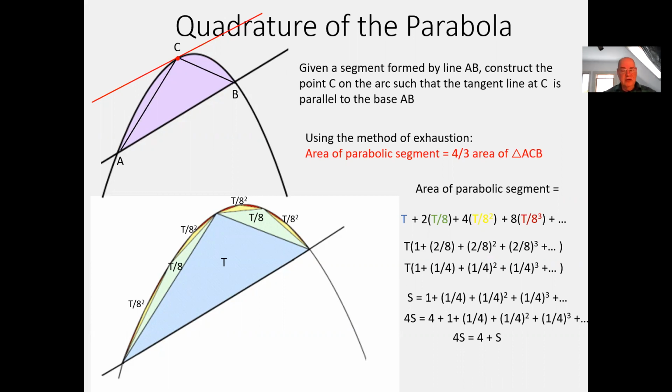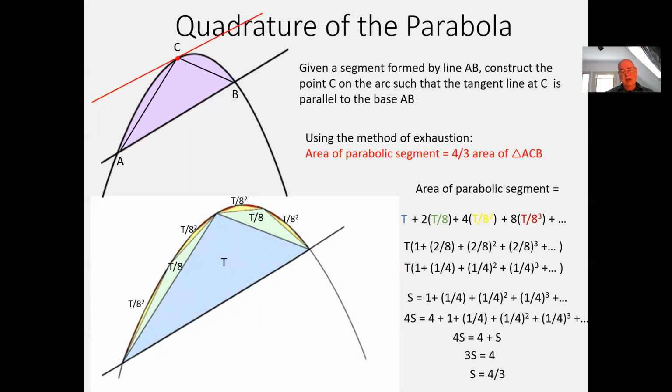Easy enough to solve for S. Subtract S from both sides and divide by 3. And so S here is equal to 4/3. Remember the Zeno series of 1/2, 1/4, 1/8, 1/16? That equaled 1.